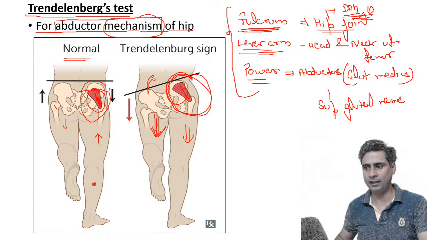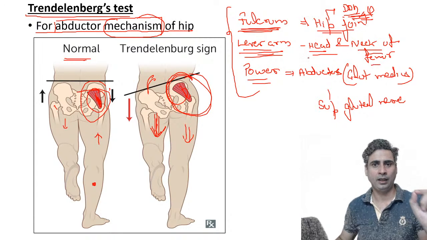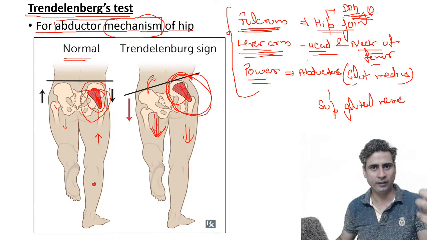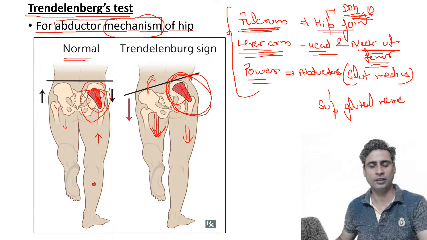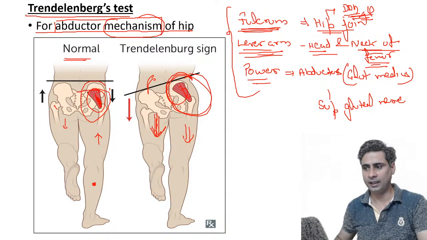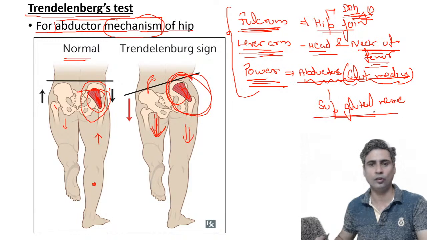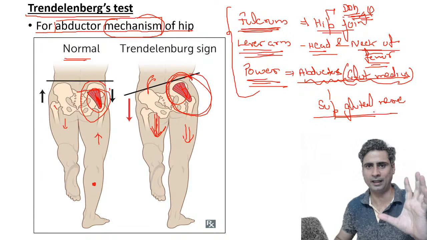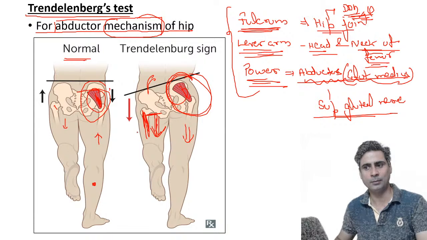If there is a problem in the lever arm, either in the head or neck of femur, so in the head there can be avascular necrosis, the head is damaged due to avascular necrosis, or in Perthes disease the head is damaged, or there is fracture neck of femur, so there is a problem in the lever arm. Finally, there can be a problem in power. These abductors can get paralyzed either due to superior gluteal nerve injury or some other paralytic disorders like poliomyelitis. If the angle between neck and shaft is decreased, it will also cause a positive Trendelenburg test.